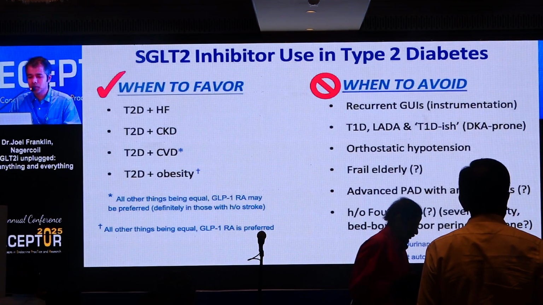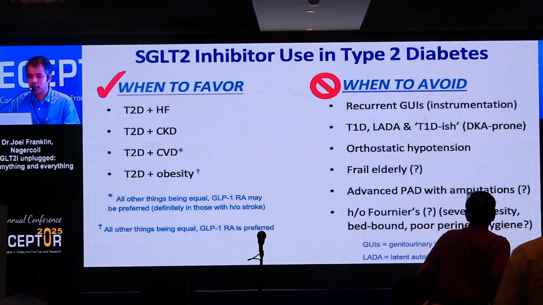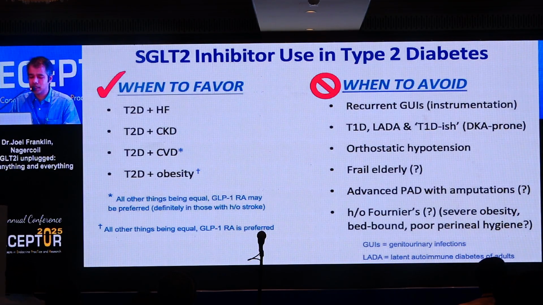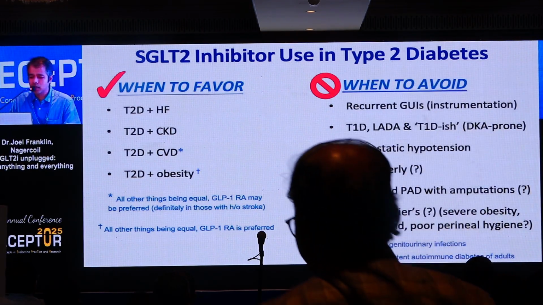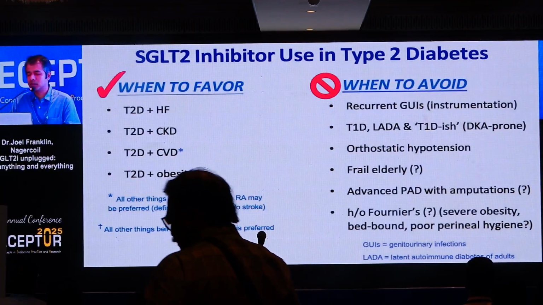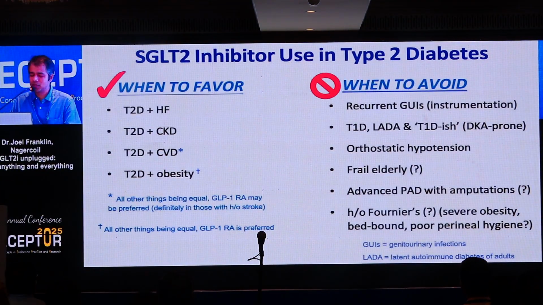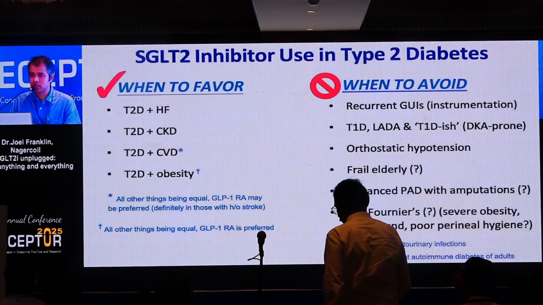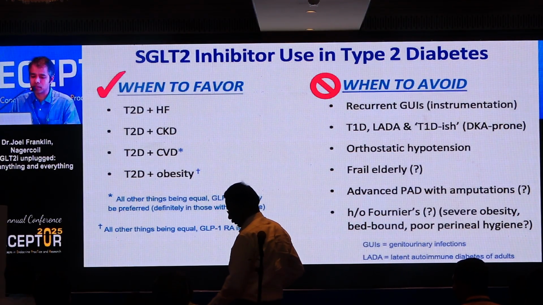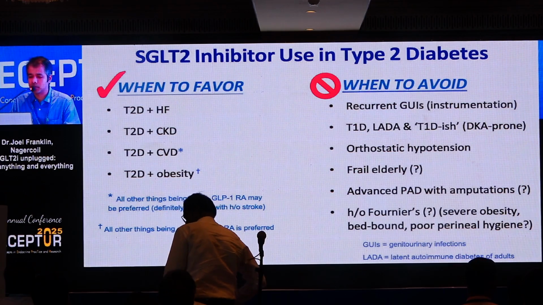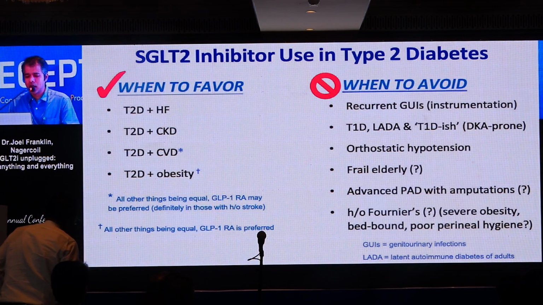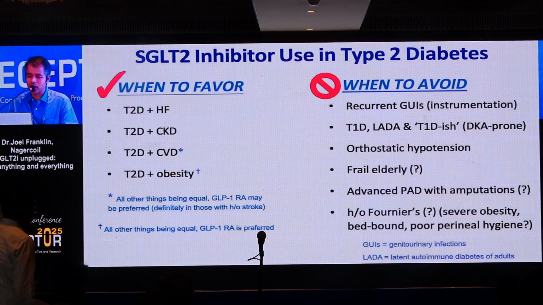So you just treat it like DKA, with IV fluids and insulin therapy. So when to use SGLT2 inhibitor: type 2 diabetes with heart failure, with CKD, with cardiovascular disease, and with obesity. The one thing about all these trials is they didn't show any benefit in stroke. So if the patient is having stroke, it's better to start a GLP-1 receptor agonist when compared to SGLT2 inhibitors.